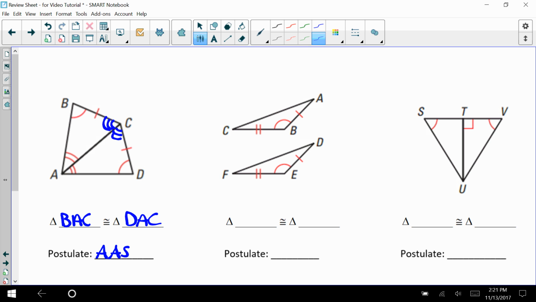Okay, for the next one, side, angle, side. So we have CBA, it's congruent to FED.